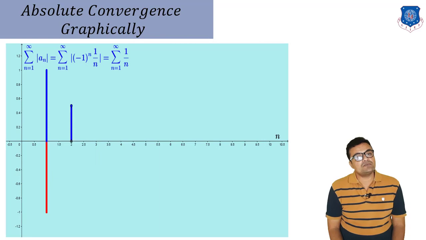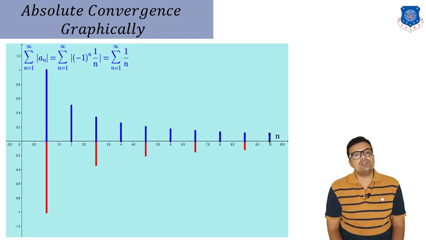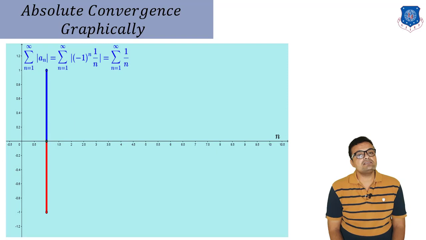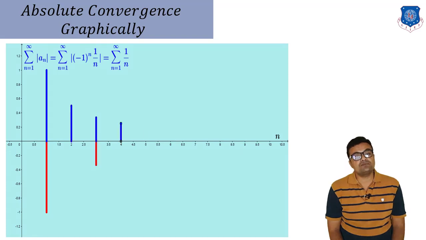Again I am taking the same scenario. I am reflecting all negative bars towards the positive value and then I am creating a new series. So here again you can see the values are decreasing, and now by taking the magnitude of (-1)^n into 1 by n, the value is 1 by n. This simply means that this is represented by the harmonic series, which is again a divergent series.